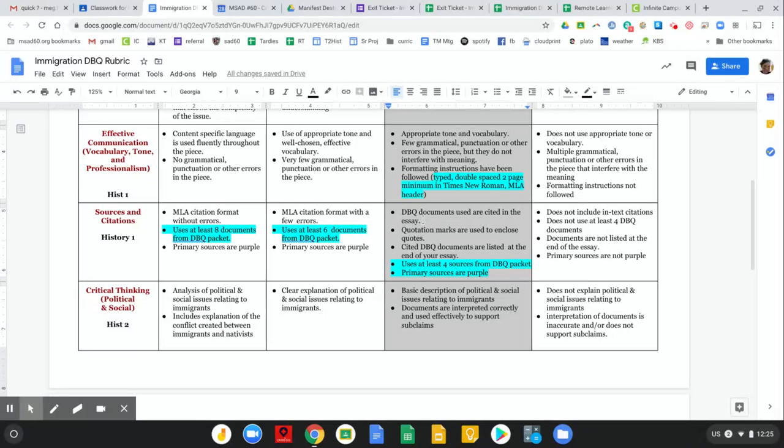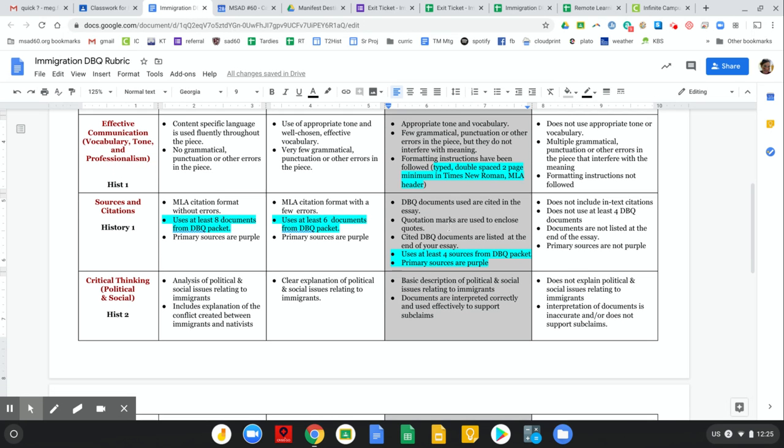and remember you are allowed to just say in document A or according to, if you want to use the author from that document, and then in parentheses at the end you can say, document B or whatever. Quotation marks are used to enclose quotes, and remember you should be quoting directly from the documents where appropriate.